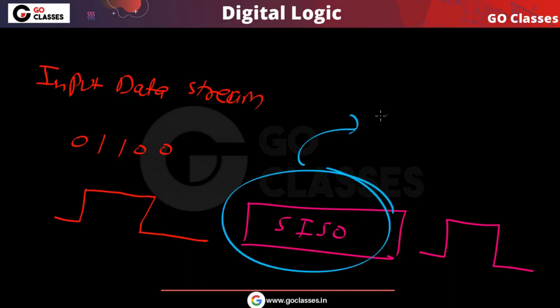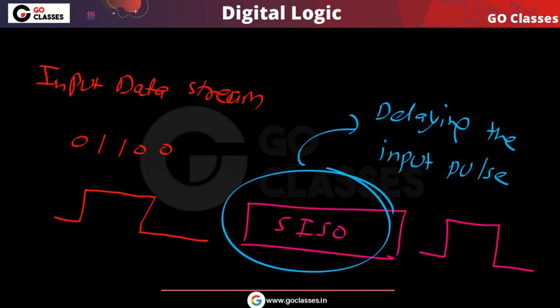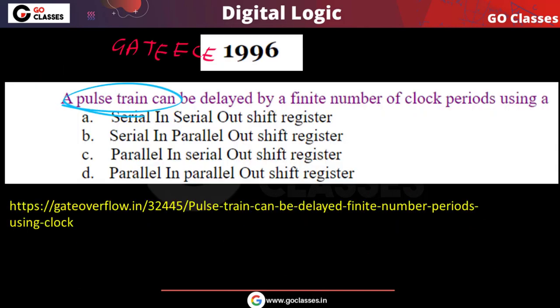So this is basically delaying the input pulse. This is the idea. A pulse train can be delayed by some clock periods, and that is the application of the serial input serial output shift register. So here the answer will be option A. This we have already seen.